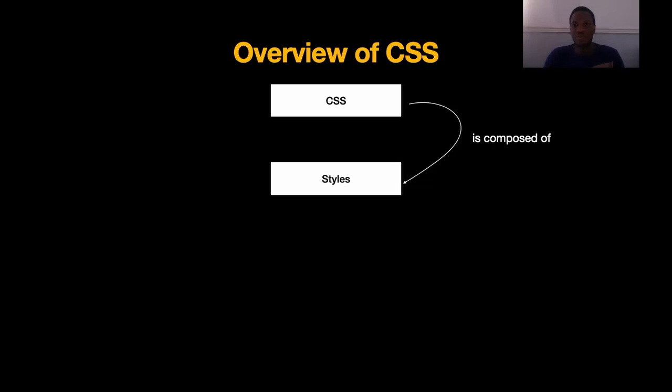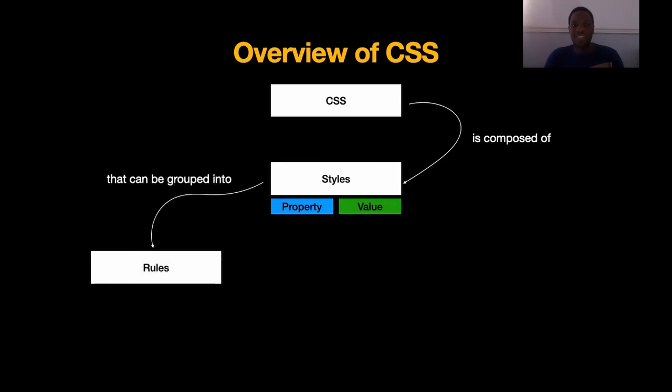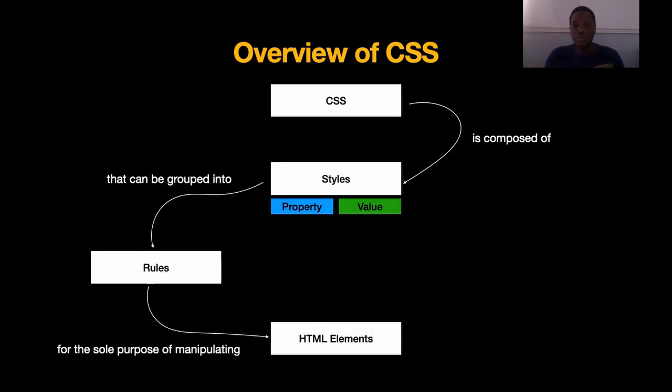Since we already know that HTML is strictly the structure of the website, CSS is composed of styles, right? Now, these styles are represented in a way not too different from what you learned in HTML, where HTML could be defined by attributes, and those attributes had values. So CSS is quite similar. CSS is composed of styles, and those styles have a property and a value. Those styles can also be grouped into what we call rules.